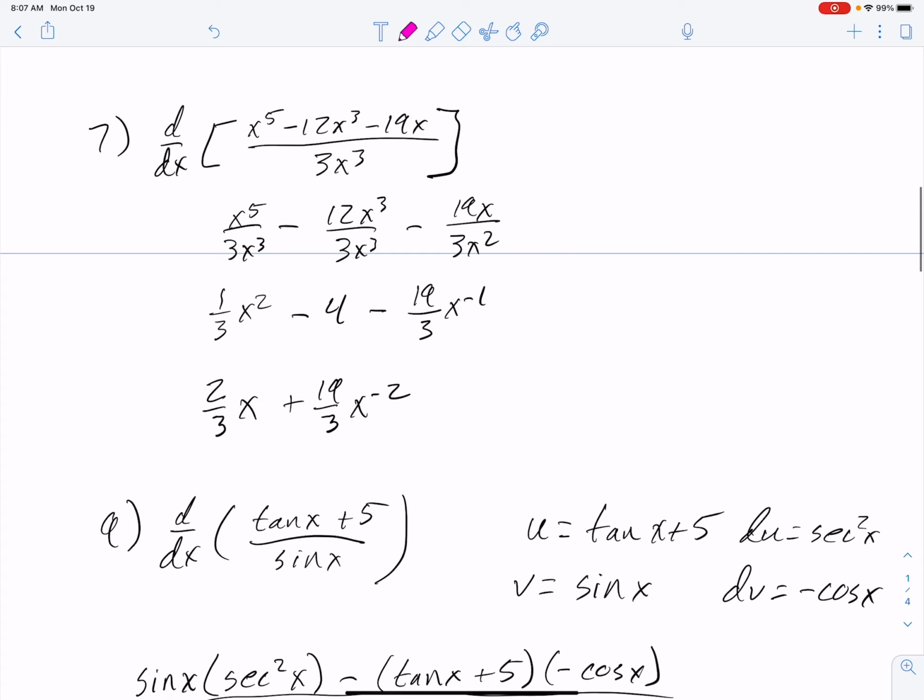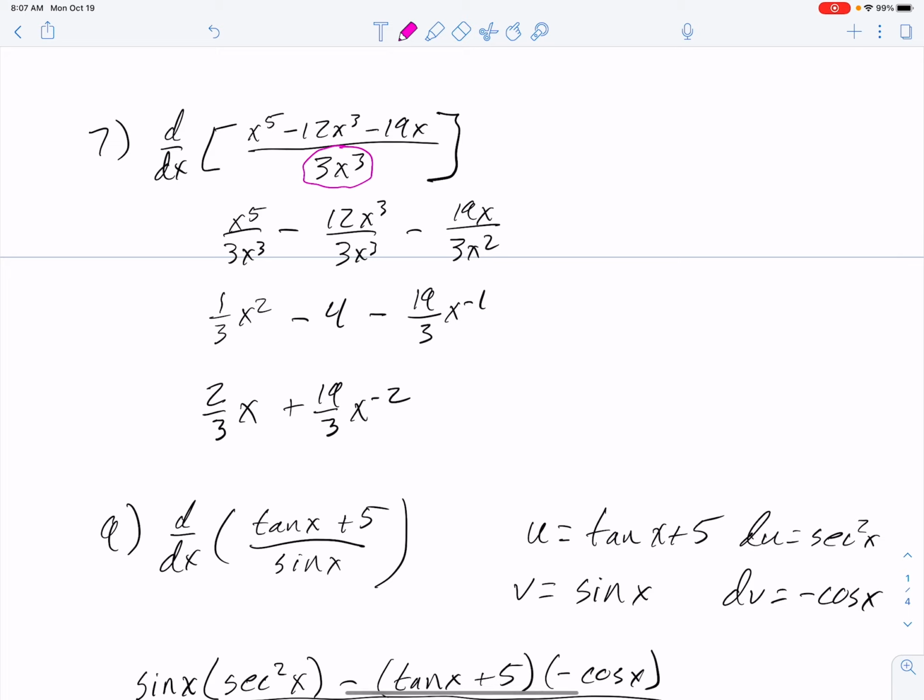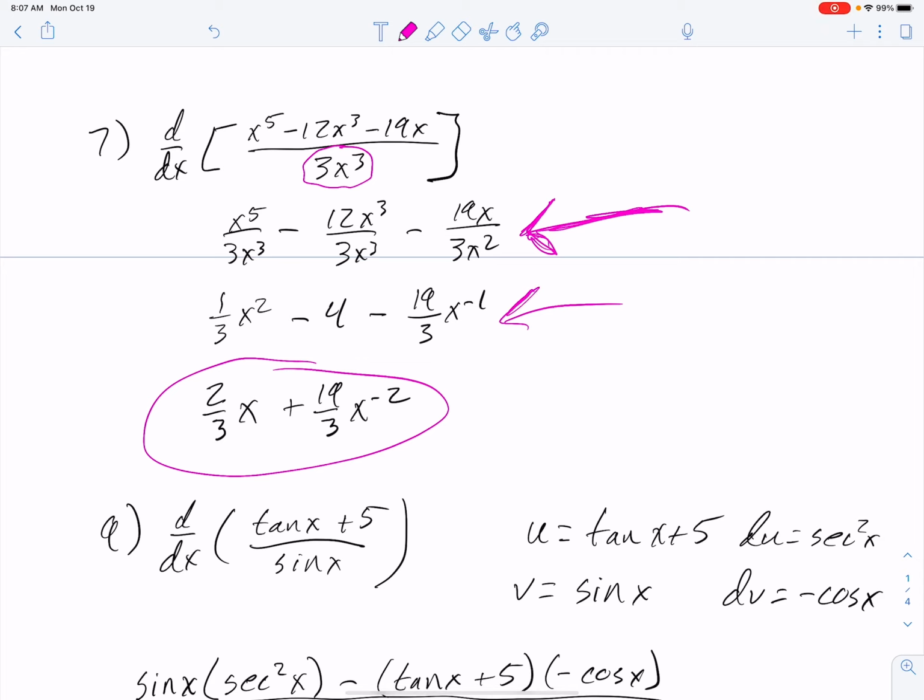Now, number 7 is the special case that we would have discussed in class. Since it's a monomial in the denominator, a single term in the denominator, or another way of saying it, there's no addition or subtraction in the denominator, we can actually break this up into 3 separate pieces, simplify, and then find our derivative. Now, you could use the quotient rule in this problem. You would actually have to do some simplifying. It's one of the rare cases something would simplify.